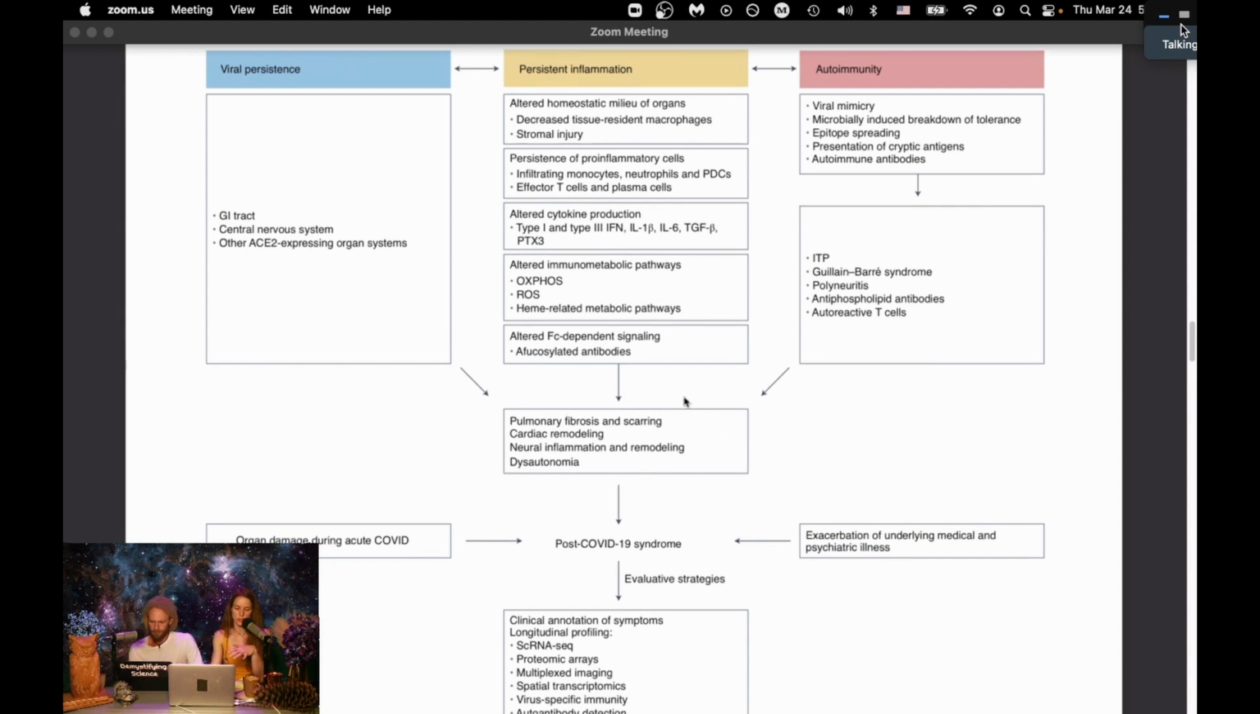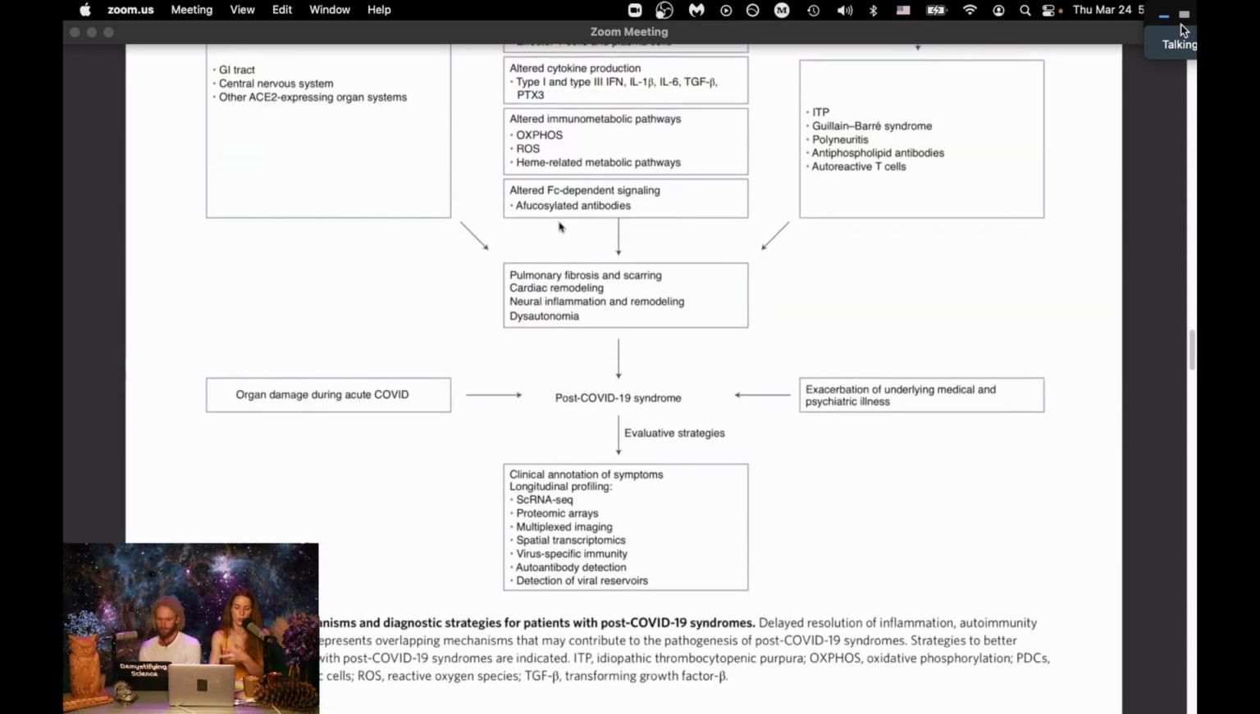So there's a bunch of things that viral persistence, persistent inflammation, and autoimmunity cause, which is fibrosis and scarring, cardiac remodeling, neural inflammation and remodeling, and dysautonomia. What is dysautonomia? I always forget.